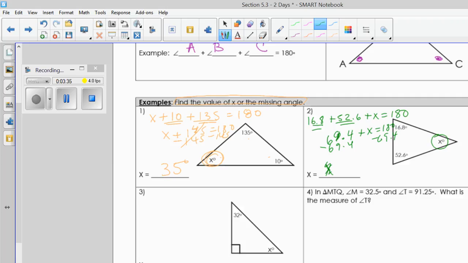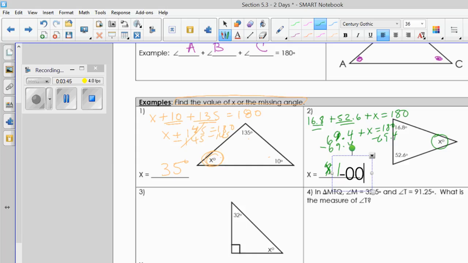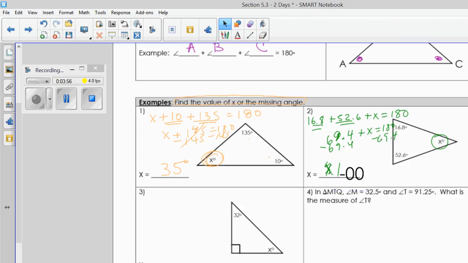You're going to get x equals, let me get my calculator out. There we go, 180 minus 69.4. So you're going to get 110.6 degrees.